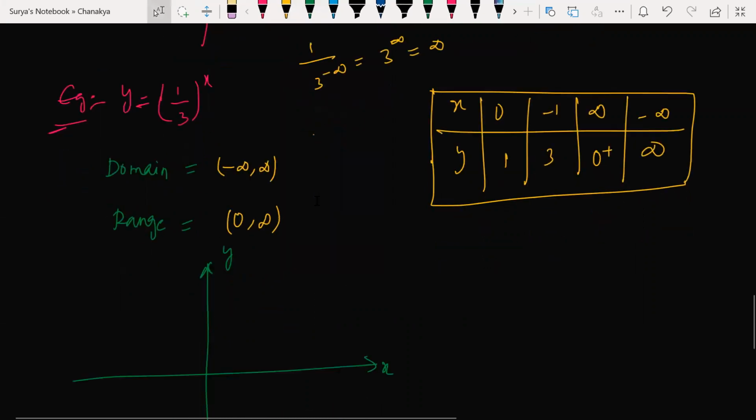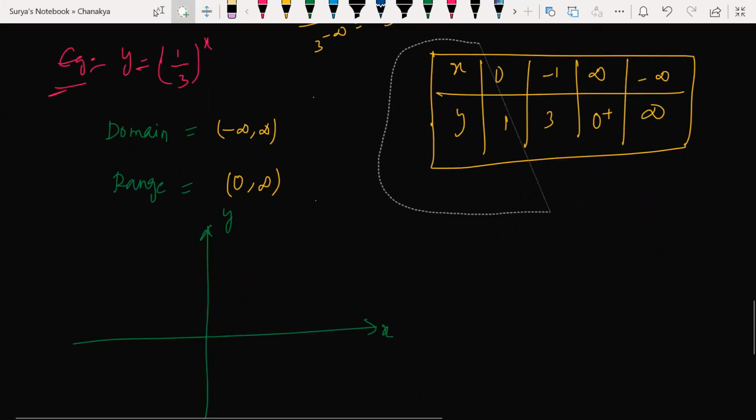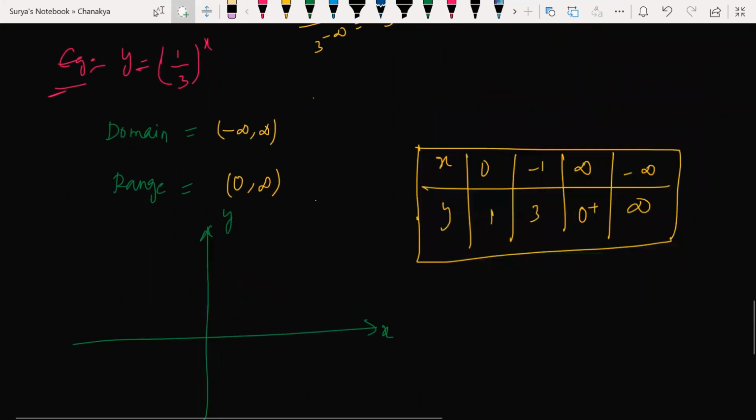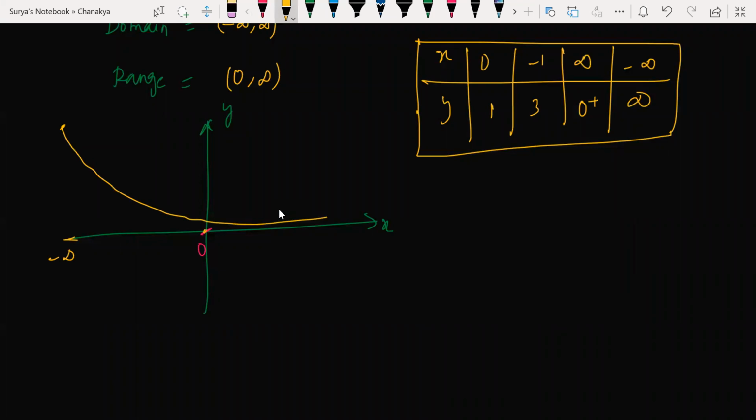Now what I do here is I'll take all these x, y values and plot them on the graph in the Cartesian plane. What type of shape are we going to get? Let's have a look. Here, this is my 0. Now let us go with minus infinite, which will be somewhere here. If x value is minus infinite, you are getting infinite for y, which means your graph will be somewhere like this. It won't touch 0, please. Why won't it touch 0? Because I never got 0 as my y value.